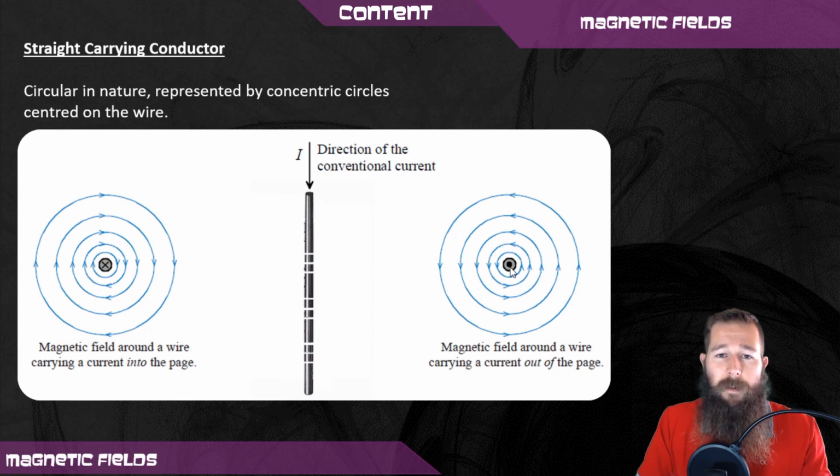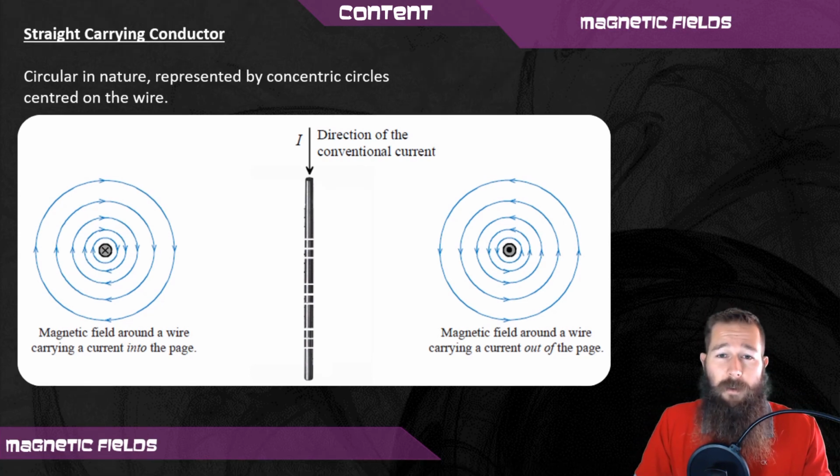Now we can remember this by considering an arrow, and when we shoot the arrow away from us, the feathers on the back of the arrow can represent this X in that it's moving away from us. However, if the arrow is moving towards us, we see the sharp point.